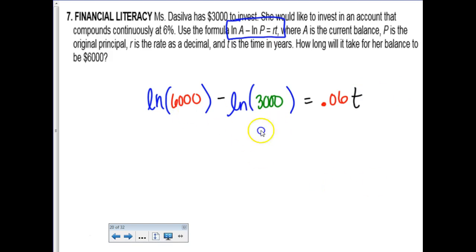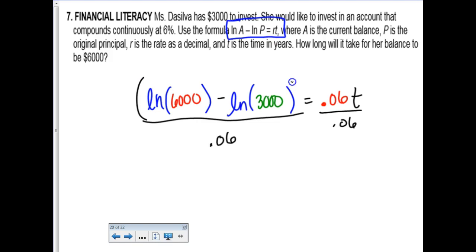And I know this left side of the equation is a hot mess, but the right side of the equation you're supposed to solve for T. So all you need to do is divide by 0.06. So on your calculator, either hit enter or use parentheses before you divide by 0.06 and tell me how much time this woman's going to have to leave her money in the bank account for. To the tens place, please.